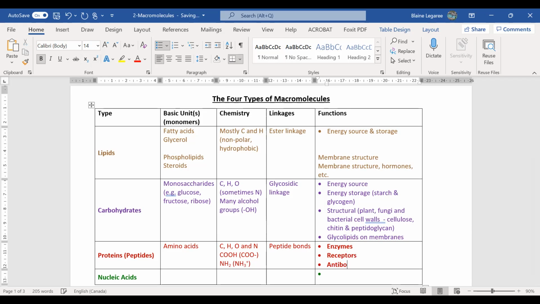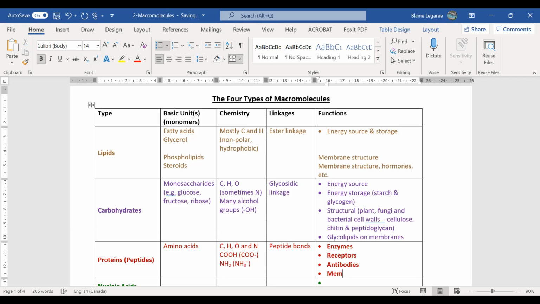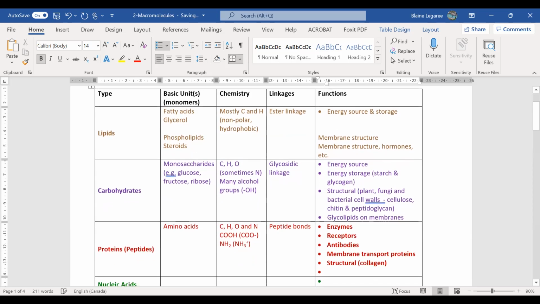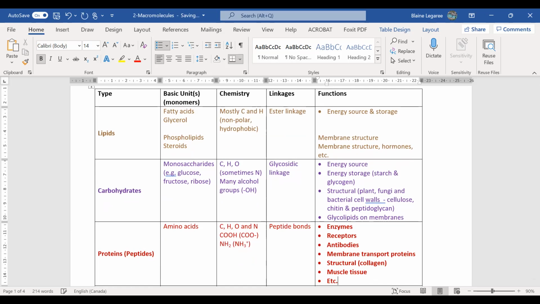We have antibodies, membrane transport proteins. We have structural proteins like collagen. I feel like there were a couple others. I'm just struggling to remember what they all were. We have muscle tissue. So maybe I will just put etc. A whole bunch of different functions.